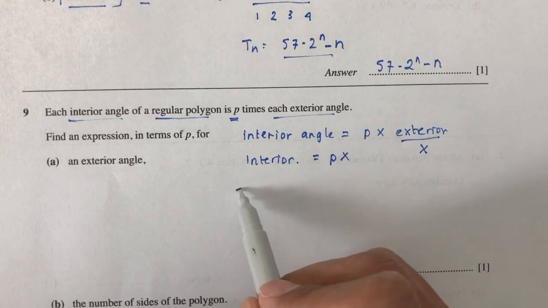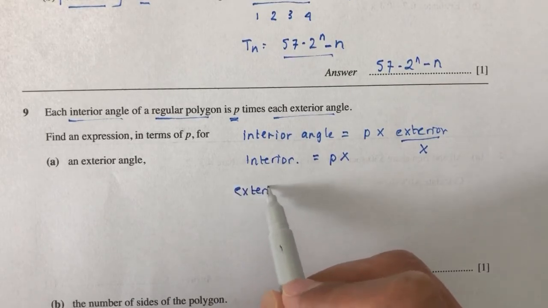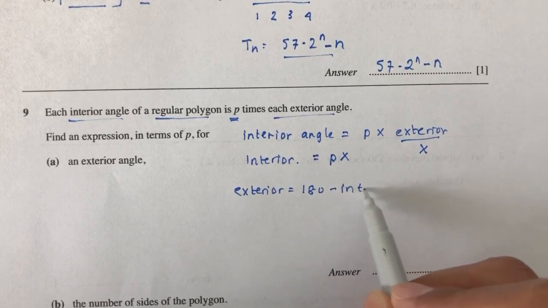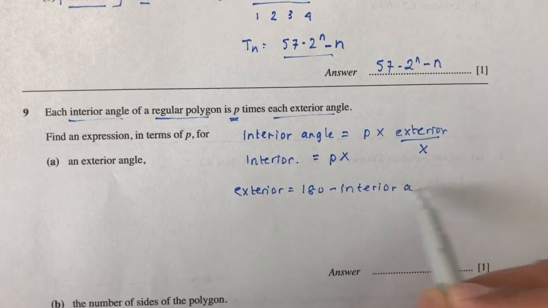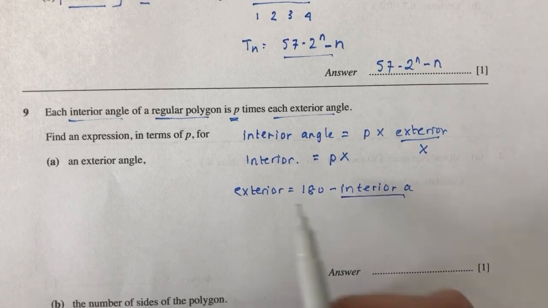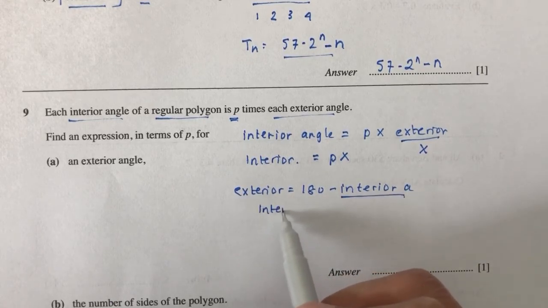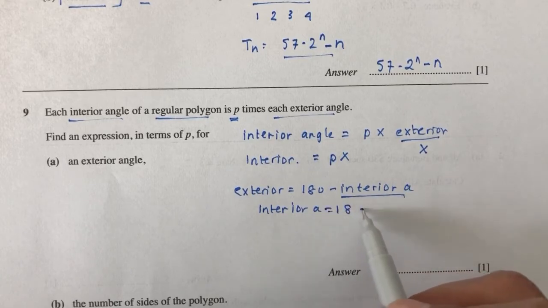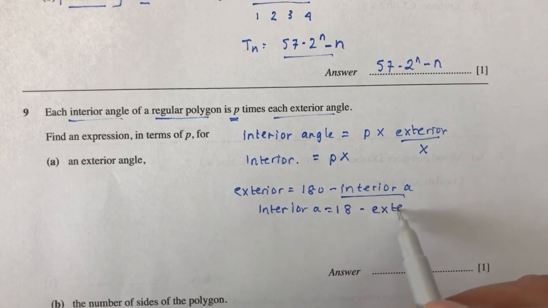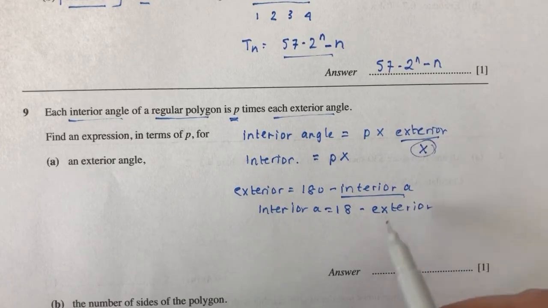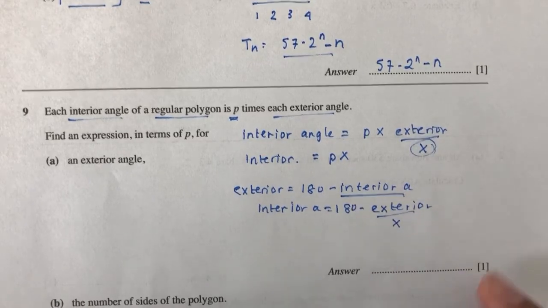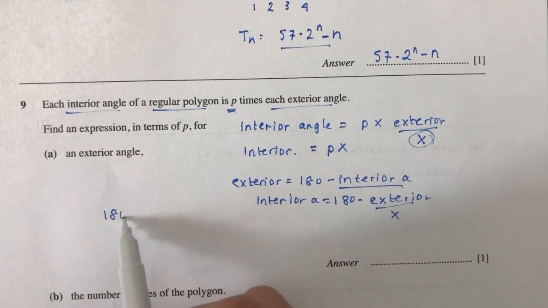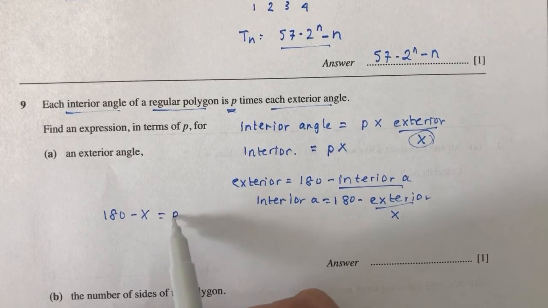So how do you find exterior angle? We know that exterior angle is equal to 180 minus interior angle. Okay, so now let's make this subject of formula. So interior angle is equal to 180 minus exterior angle, which we will call x, so minus x. So in that case, what do we have now? We have 180 minus x equal to px.